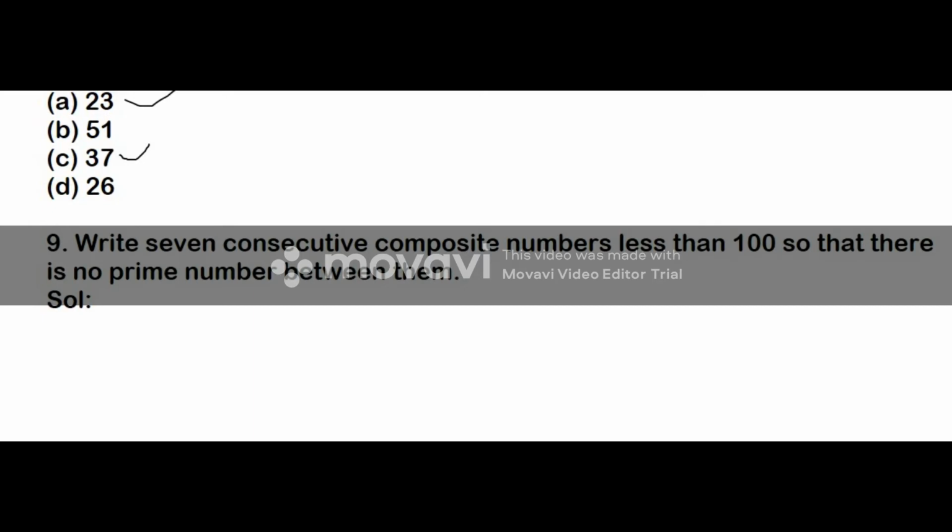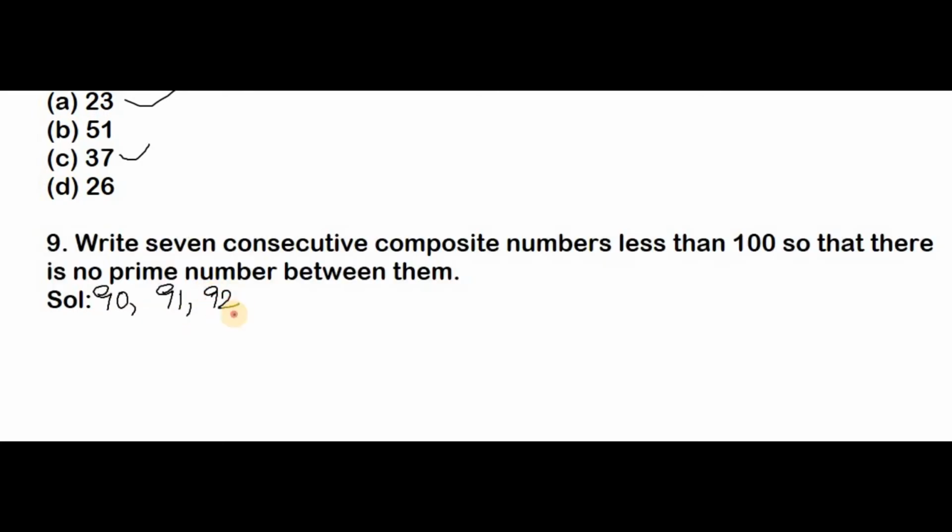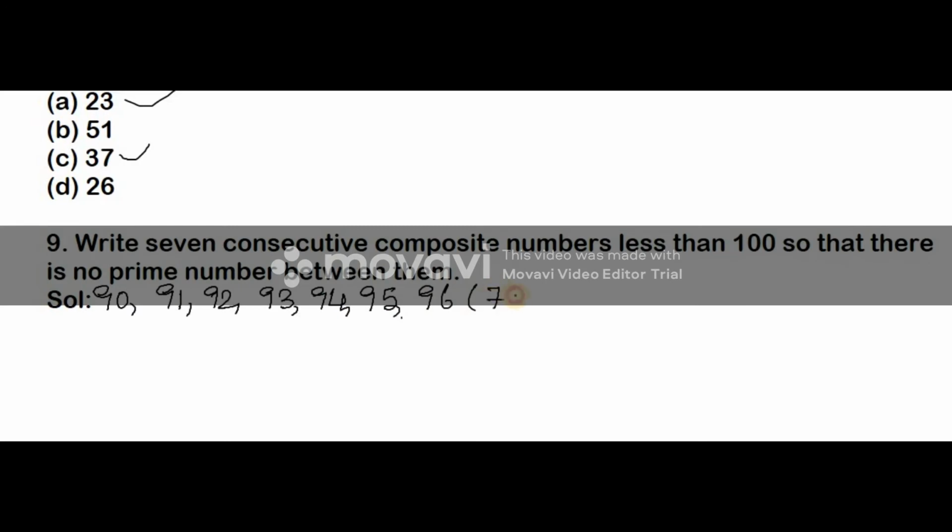From 90 to 96: 90, 91, 92, 93, 94, 95, 96. Now you check 1, 2, 3, 4, 5, 6, 7. You have 7 numbers and in between there is no prime number. That is the question he asked us. So in this way you can show your answer.